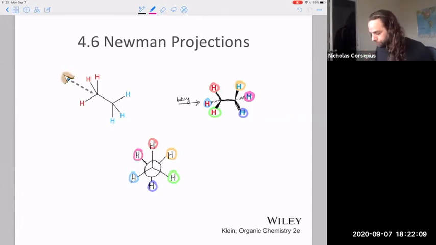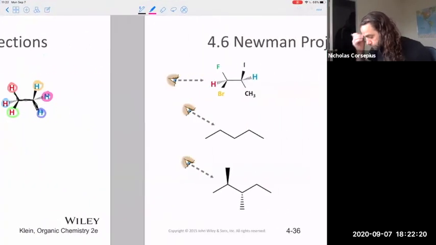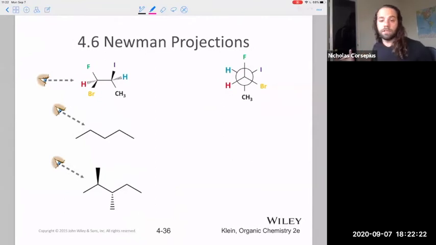Okay. So that's how we go about converting from this bond line structure with the dashes and wedges to the actual Newman projection. All right, so obviously it's all well and good and kind of easy when everything is just hydrogens, but what about when you have multiple things to keep track of?